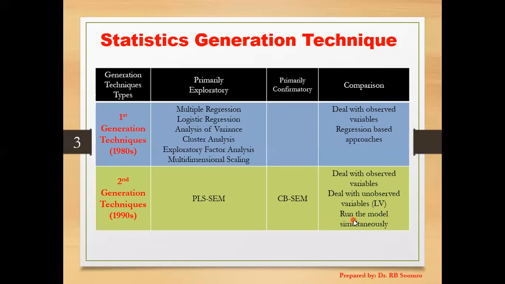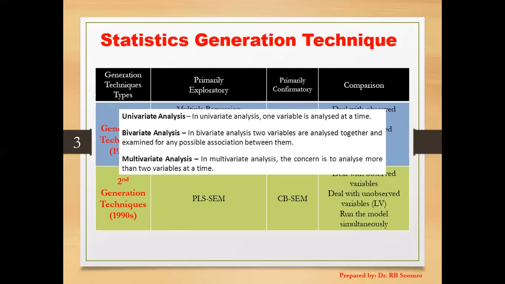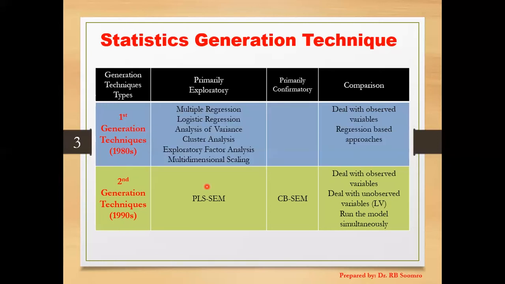This type of model was impossible to run in the first generation software, because mostly in the first generation software we were dealing with bivariate or univariate. But in the second generation software, equally we are working on univariate, bivariate, and multivariate. So that's why these are more advanced than the first generation software. That's why people are using these softwares nowadays, and that's why PLS-SEM is also much more popular, because it belongs to second generation software.